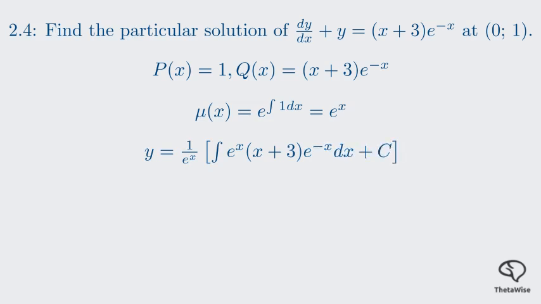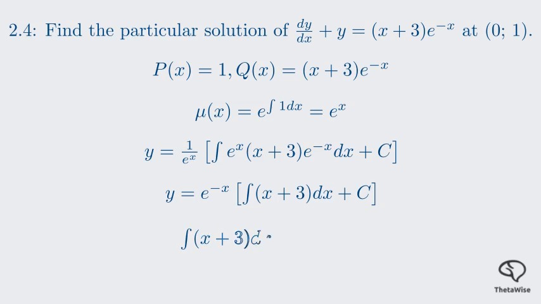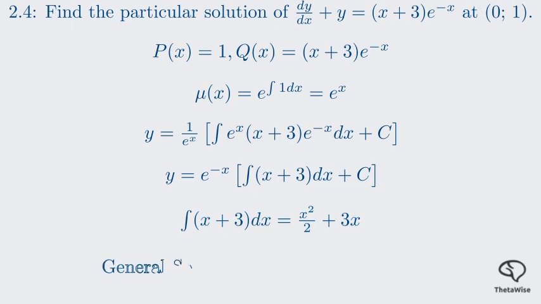Let's simplify the integral. e to the x times e to the negative x is e to the 0, which is 1. The integral becomes the integral of x plus 3 dx. This is a very straightforward polynomial integral. The integral of x is x squared over 2, and the integral of 3 is 3x. So we have x squared over 2 plus 3x. Our general solution is y equals e to the negative x times the quantity x squared over 2 plus 3x plus c. This is our general solution.